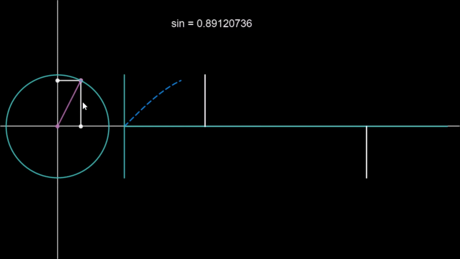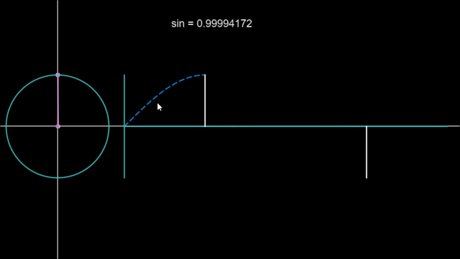Now the y height here is positive. The value for our r isn't positive or negative. To talk about this r as being positive or negative makes no sense. The only thing that we're interested in here is the value for our y. So the y value is positive, and you can see here that the value for our sine function is a positive value.